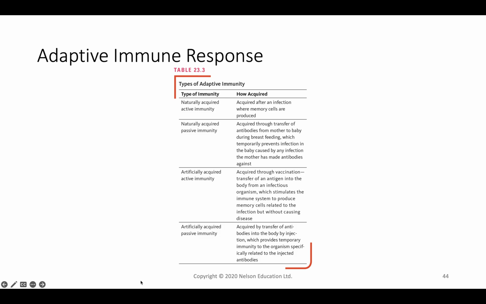Now we also have artificially acquired passive immunity. Picture that you get a blood transfusion from someone who is going to have antibodies from whatever it is that they have ever been exposed to. That's called artificially acquired passive immunity. So just like getting the breast milk from someone, that's a natural acquisition, you've artificially acquired it by transfusion, but it's going to provide a temporary immunity specifically related to the injected antibodies.